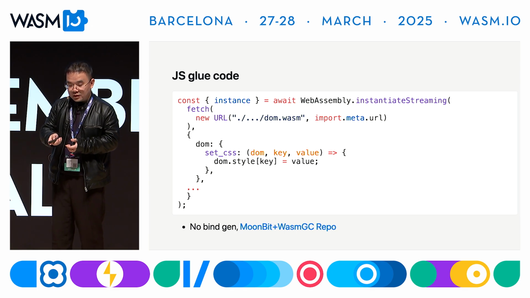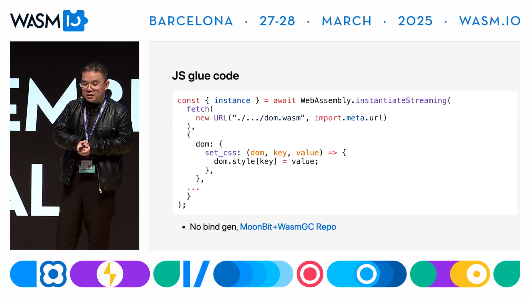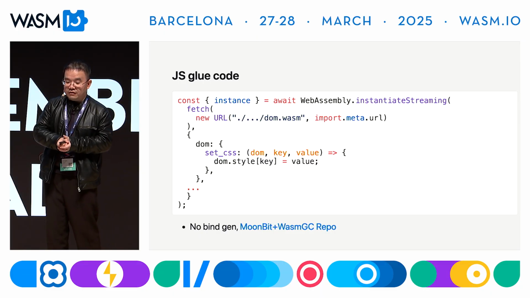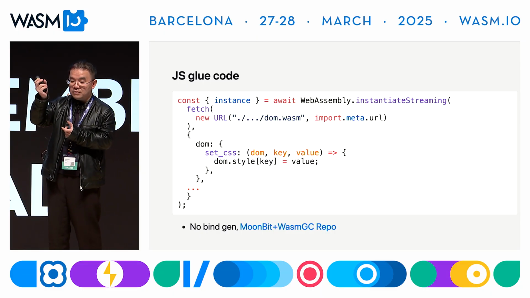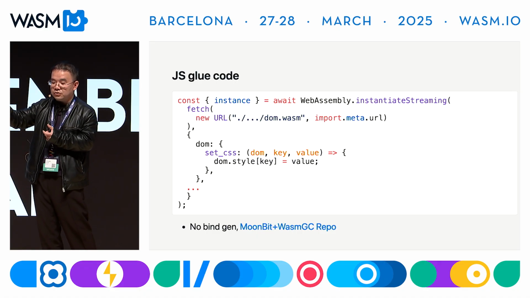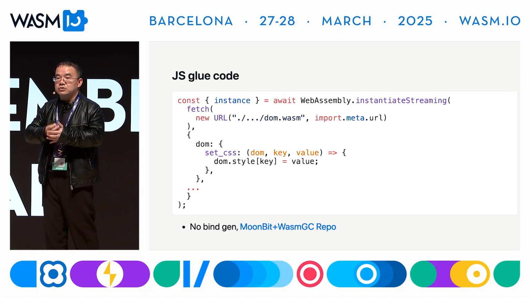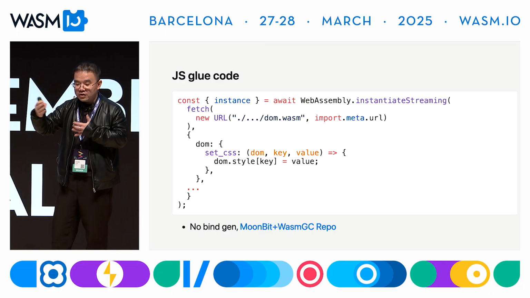Here, we import the set CSS, and when we need to instantiate it, very easy, just DOM. DOM is just the Chrome DOM. And then the key is just a MoonBit string, same as the JavaScript string. And the value is also the same. So you don't need macros to generate boilerplate code. Very easy, very straightforward.